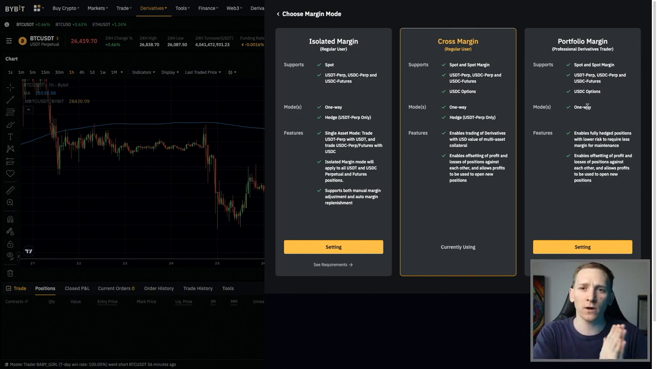One-way mode is simply you can go long, you can close the long, but you can't take opposite positions that are running alongside. So portfolio margin also uses all your crypto assets to fund all of your trades.